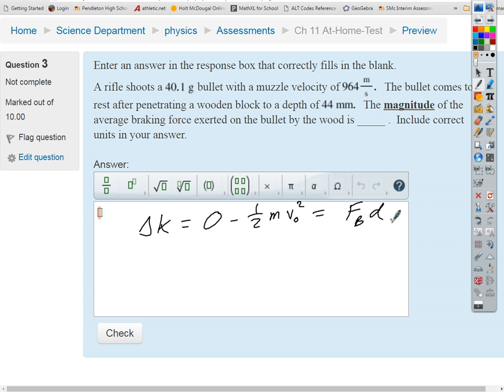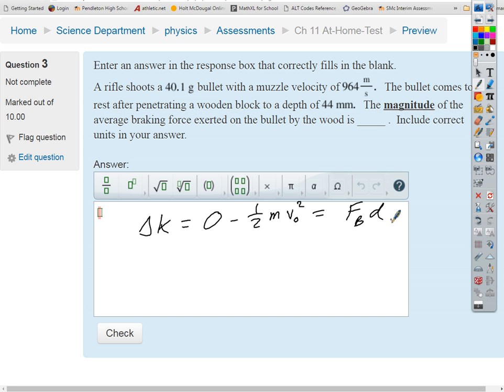Because there's only one force doing any work on the bullet, and that's the block that's pushing on it, right? And the distance is the 45 millimeters. Yeah. Because this is what's happening when the bullet hits the block. It's got some speed. It loses all that kinetic energy, and the block is what's robbing it of that kinetic energy, right? It's pushing on the bullet to stop it. So the work done by the block must equal the change in kinetic energy.